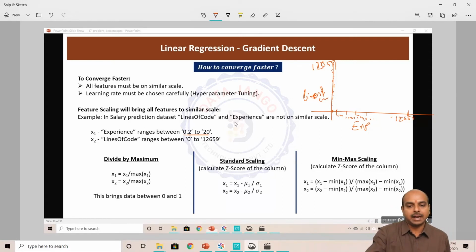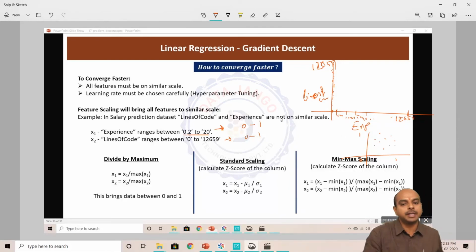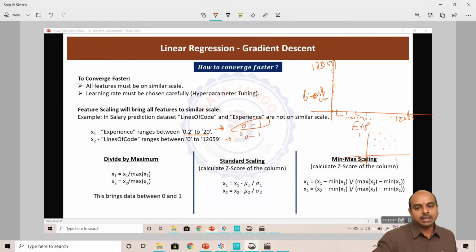If you can bring both these data into similar scale, maybe between 0 and 1, then what happens? You can take 0 to 1 on both the x-axis and y-axis, and then the dots will come like that, and the pattern will be evident, right? So how can we bring the data between 0 and 1? If you divide this data with the maximum number, and you divide this data also with the maximum number, you will get the data between 0 and 1.